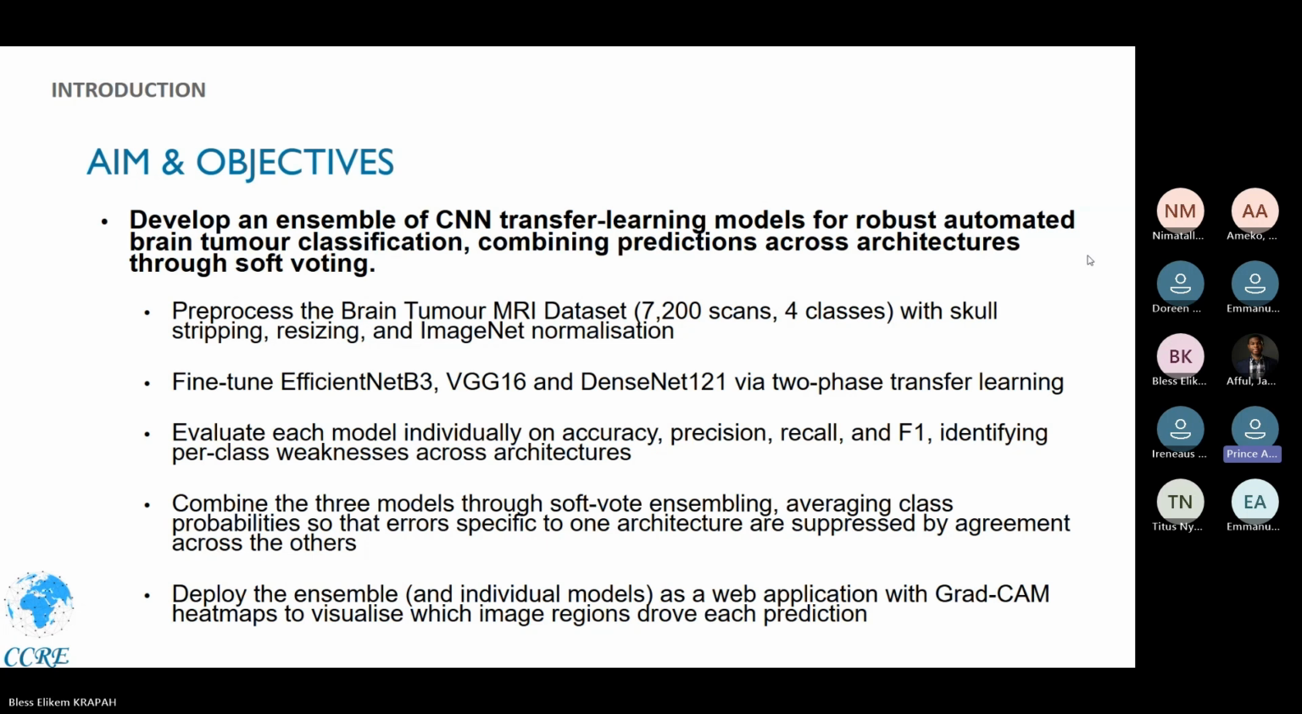We then combine these 3 models to form an ensemble through the soft vote ensemble method, averaging class probability so that errors specific to individual models can be suppressed by agreement from the other models. We are then deploying this ensemble model via a web application to make it available to the average person or hospital.